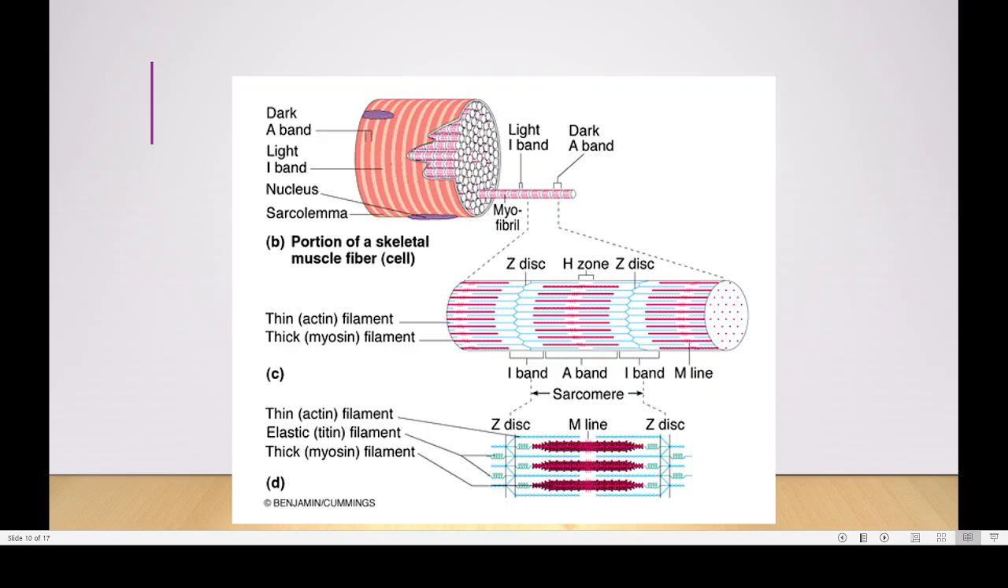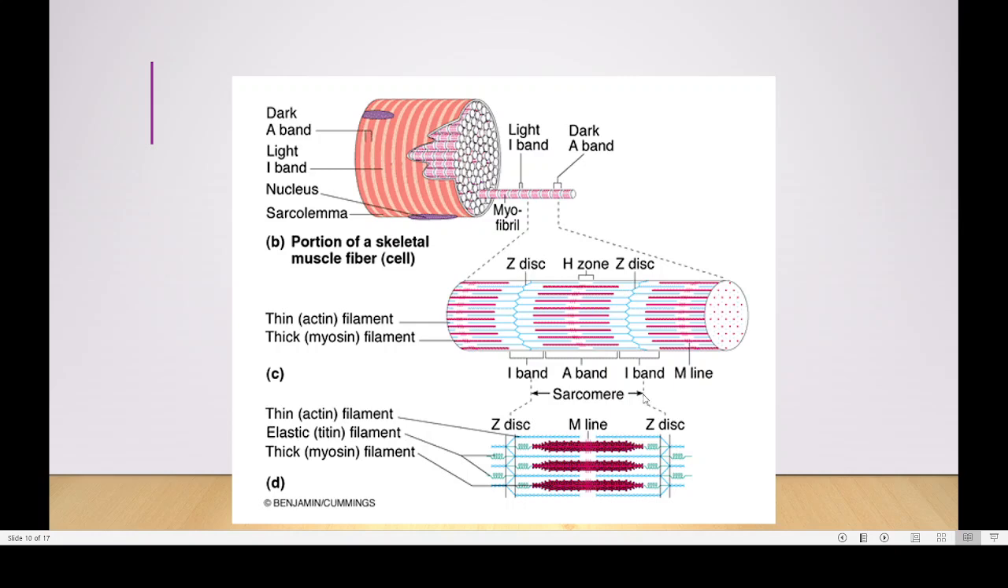The ultrastructure of a muscle will be there. So we have the muscle, you take one muscle fiber, we are enlarging it. You are seeing dark regions and light regions. In the middle of a light region you are seeing a Z disc, and in the middle of another light region you are seeing another Z disc, and this region we call by the name sarcomere.